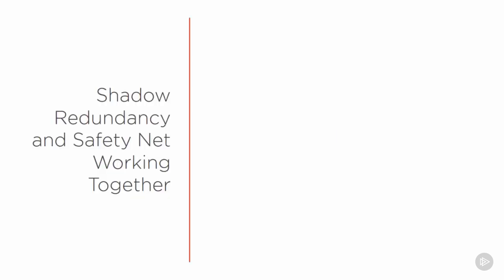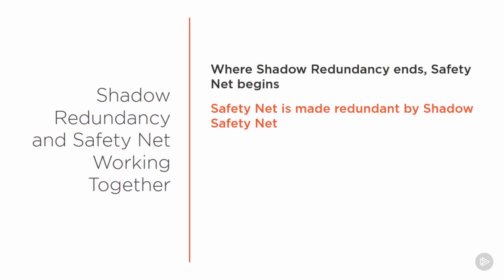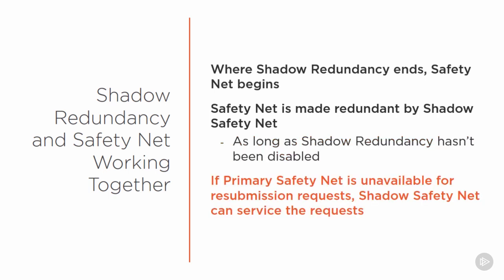So where shadow redundancy ends, that's where safety net's job begins. And the two of them work together. Safety net is made redundant by shadow safety net, as long as shadow redundancy hasn't been disabled in your organization. That way, if the primary safety net is unavailable for some reason, say that's the server that happens to have crashed, then the resubmission requests can be serviced from the shadow safety net instead.